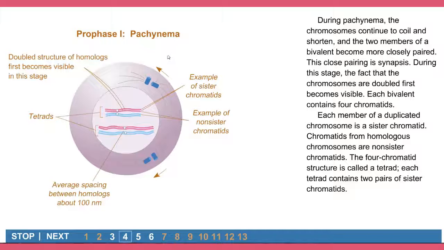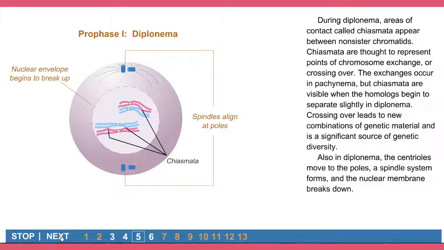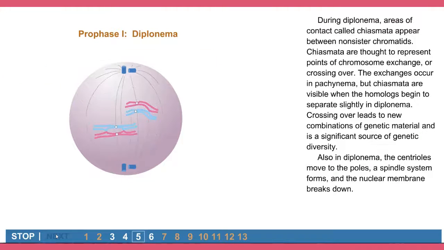By the time we get to pachynema, you can now see the individual sister chromatids. The chromosomes are paired more closely. They're only 100 nanometers apart. You can see these tetrads that are formed from the pairing of the homologous chromosomes, and the non-sister chromatids side by side are able to undergo crossing over. And so we'll see that happen here, and where those crossover events occur, the little scars that are left over are called the chiasmata.